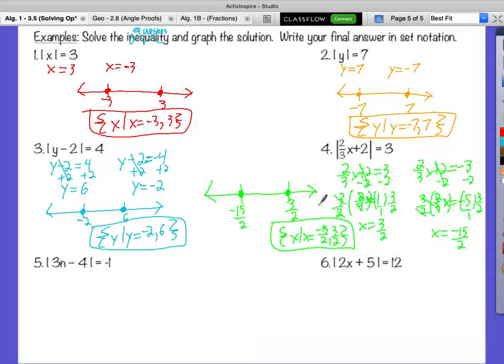So on number 2, let's look at this one. How far away is 7 from 0? Okay, how far is negative 7 from 0? It's 7. So the absolute value of both of these is 7. So those are both possible answers. Okay, let's look at number 5 here, guys.